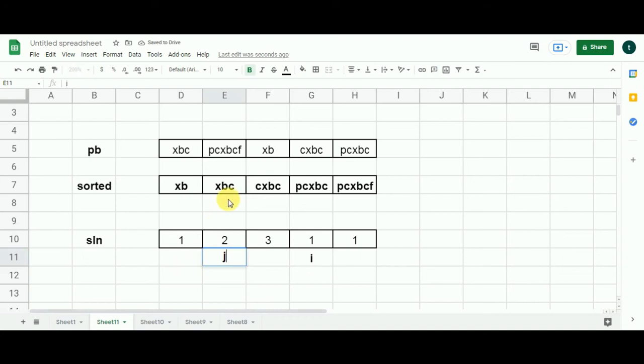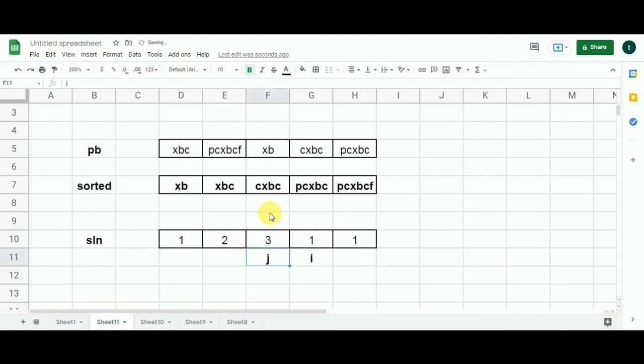J now represents xbc. Let's compare the lengths of these two words. So you can see that the difference between the lengths of these two words is 2, which is greater than 1. Again, these two words don't satisfy condition number 1. Hence, we'll have to skip this iteration, or I would rather say the algorithm is going to skip this iteration.